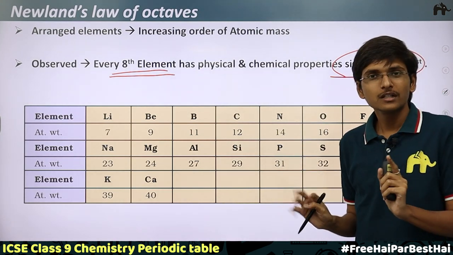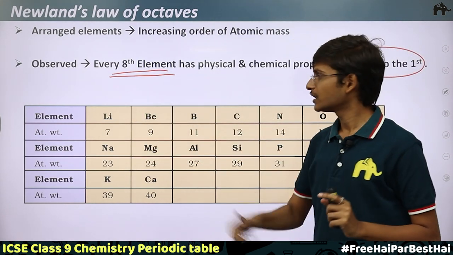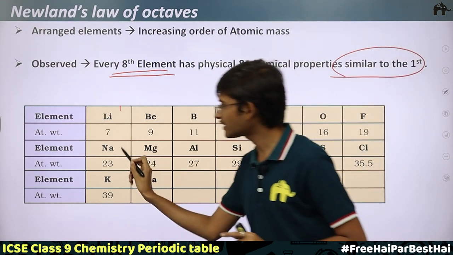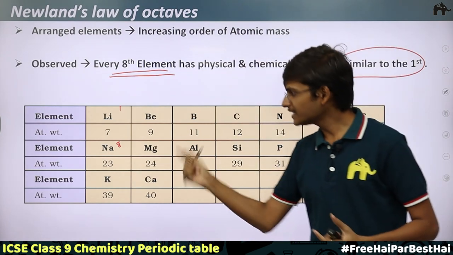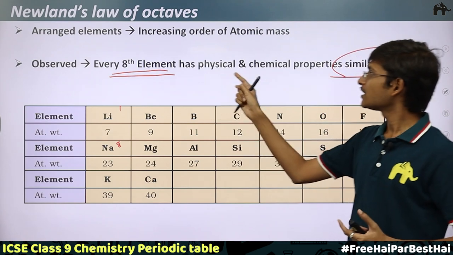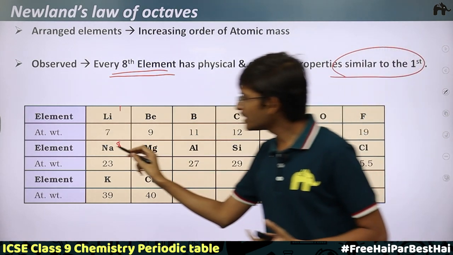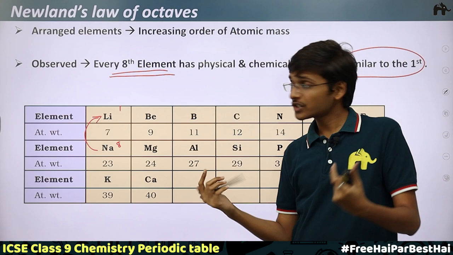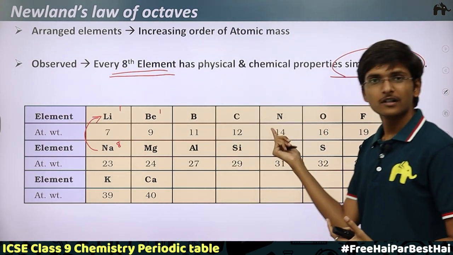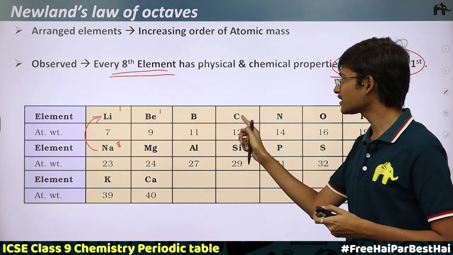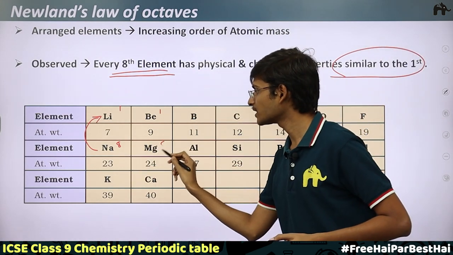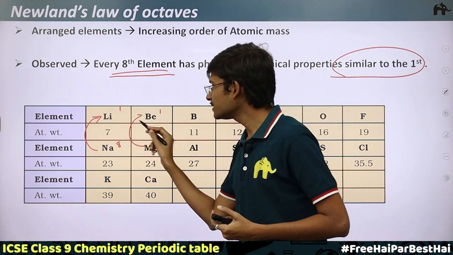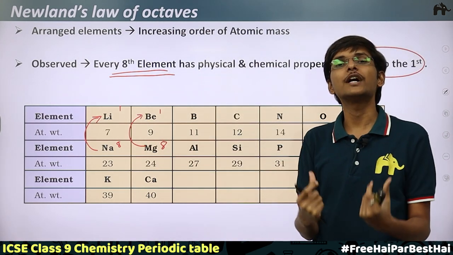Now here Newland said that if I start from lithium, so this is 1, then 2, 3, 4, 5, 6, 7th and the 8th element here, the sodium. This 8th element would have the physical and chemical properties similar to that of the first element. So if I start from beryllium and move to the 8th element from beryllium, so 2nd, 3rd, 4th, 5th, 6th, 7th and the 8th one, the same thing applies. Newland found that the magnesium's properties were similar to those of beryllium.